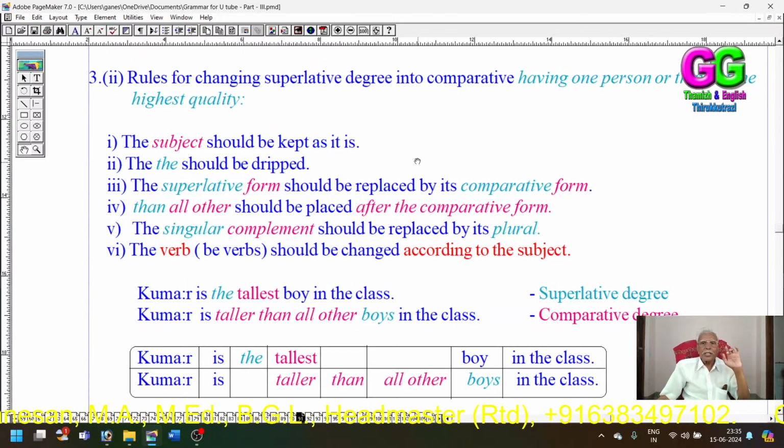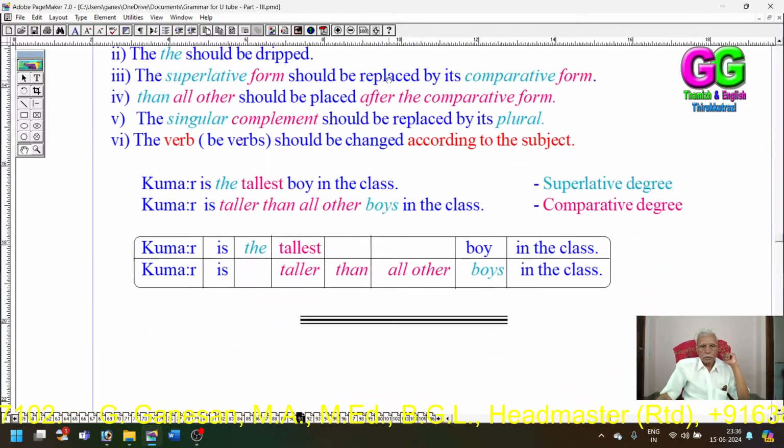Then the second example, that is changing superlative into comparative. What are the rules we have to follow to change superlative into comparative? Kumar is the tallest boy in the class, superlative. Kumar is taller than all other boys in the class, comparative. What are the rules we have followed here?